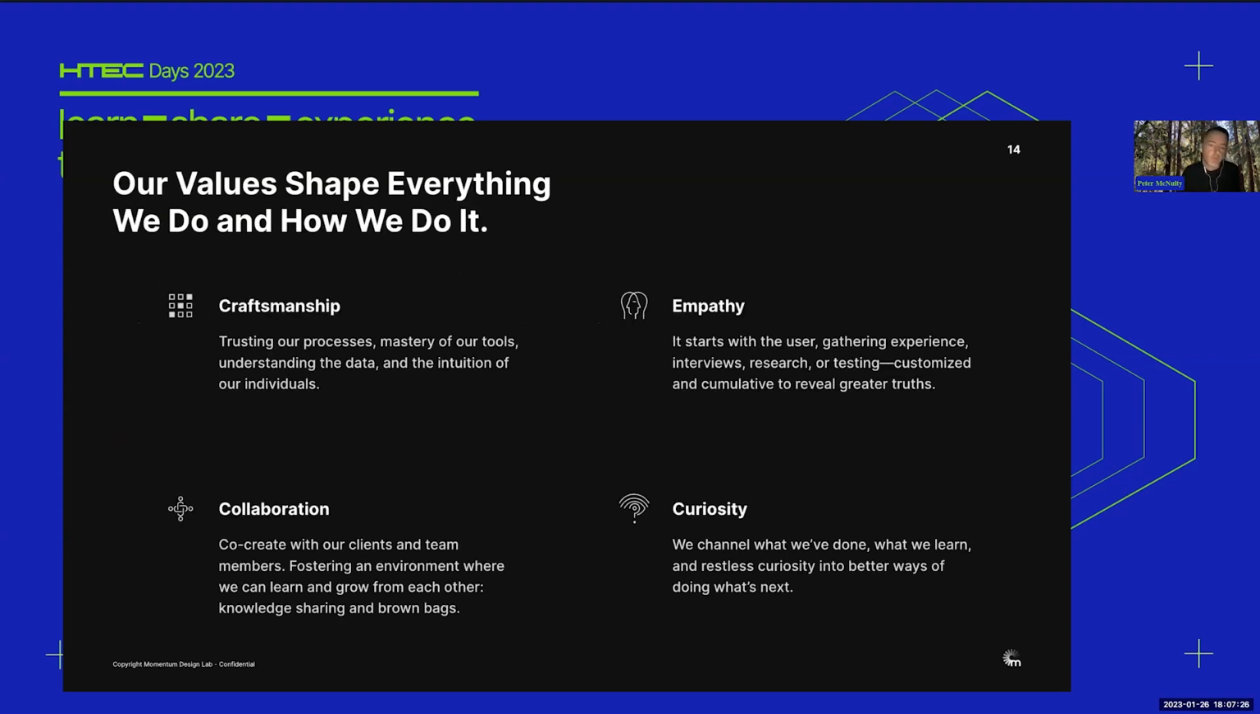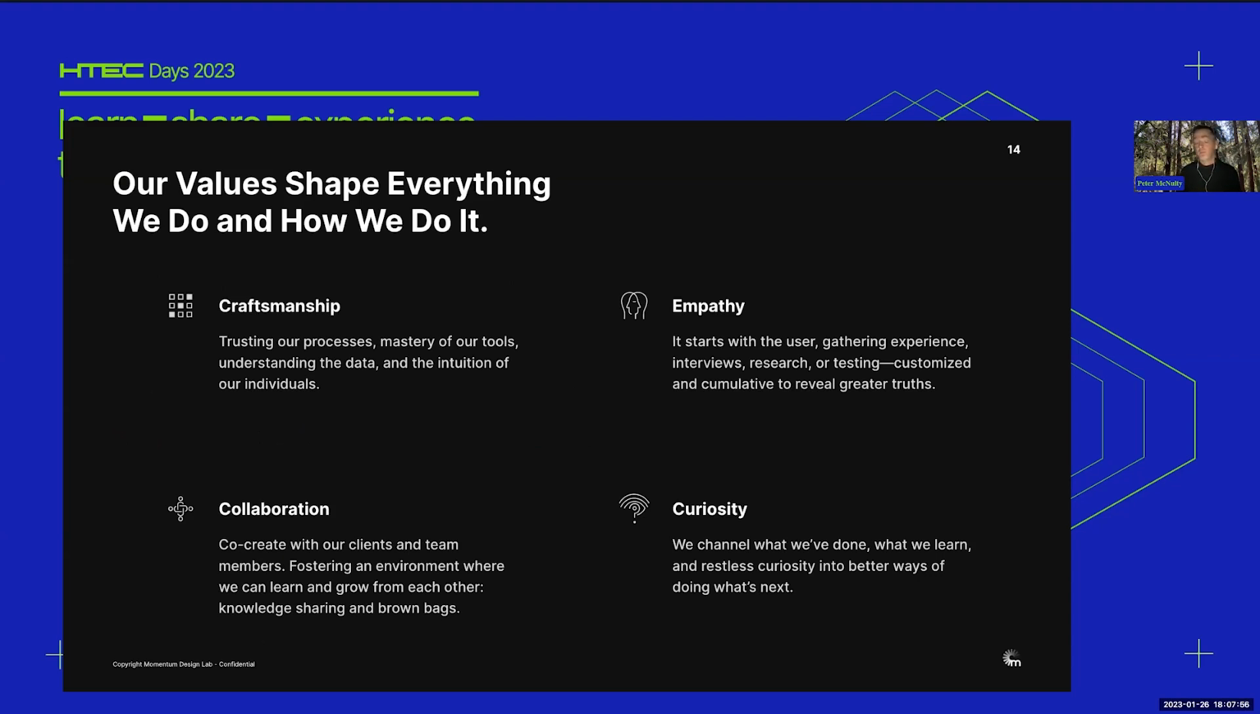Our values, we live up to these things. These are what we truly believe. So everyone here at Momentum, on a daily basis, we always go back to this, or we leverage these skills. So craftsmanship, it's all about the craft. We are product designers, so we think about the details. We dive into the problems at hand. Really focus on the mastery of our craft.